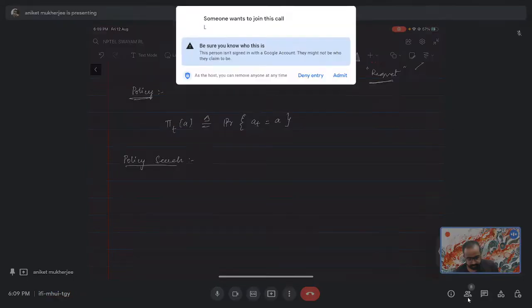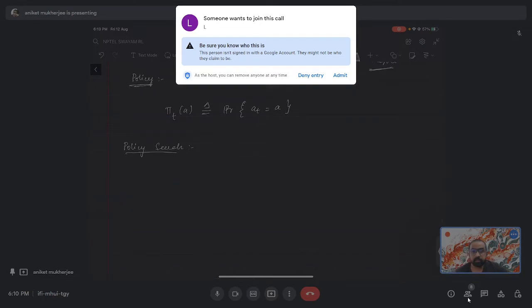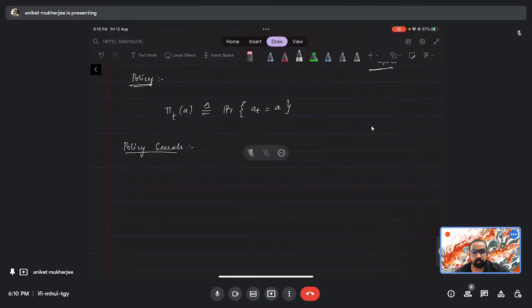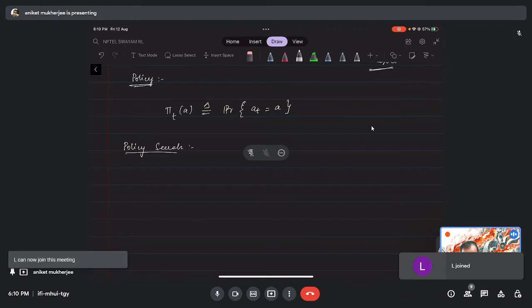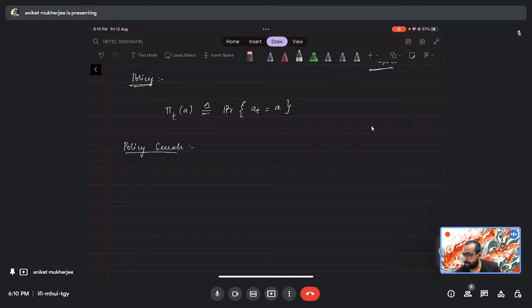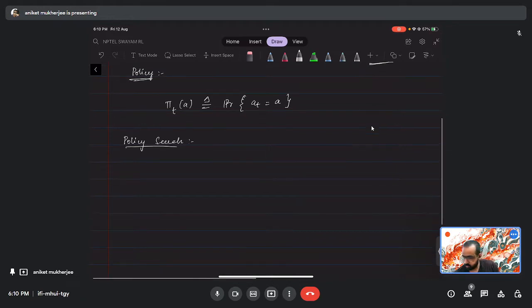In policy search, sir tried to parameterize the policy with respect to theta. But before going to that, we'll just do one example, I think the same example as sir did in the class.